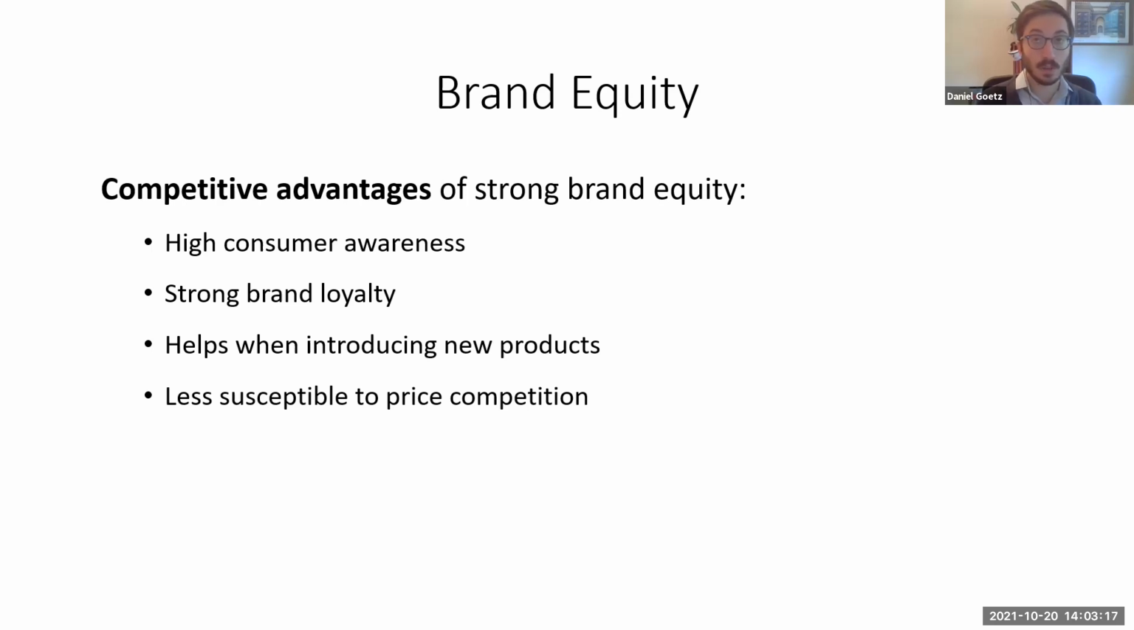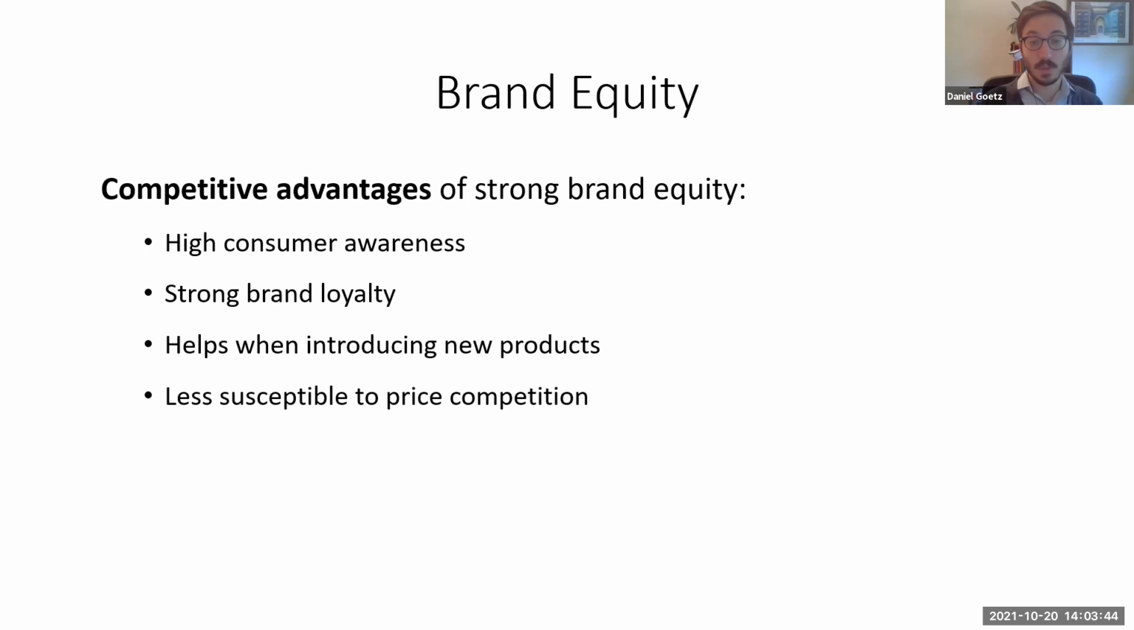Strong brand loyalty is the idea of retention, right? Strong brand equity can induce people to stick with the brand. Okay. It's a little bit tautological when we say brand equity leads people to stick with the brand. Well, people sticking with the brand is also what generates that equity, right? It's sort of a virtuous cycle.